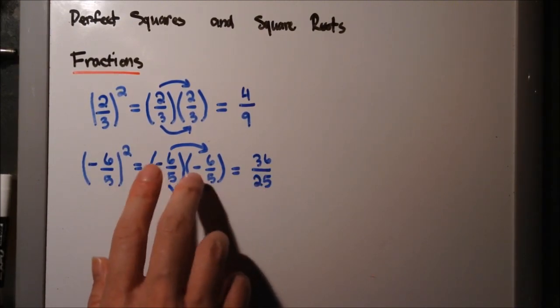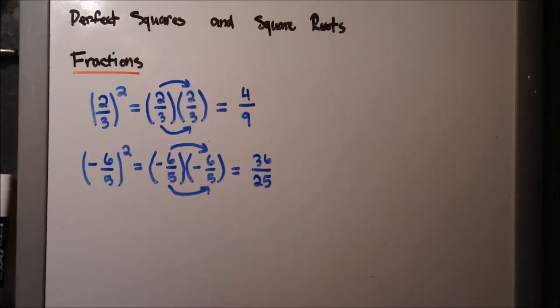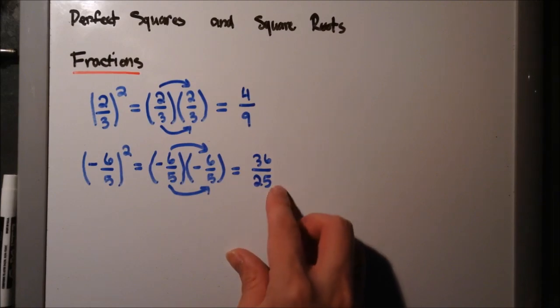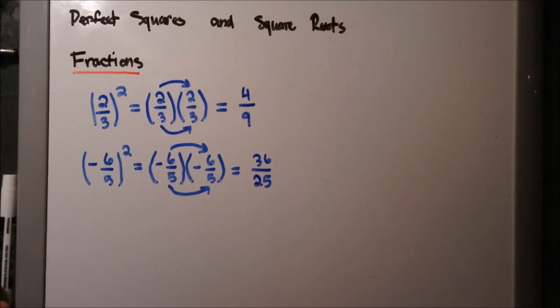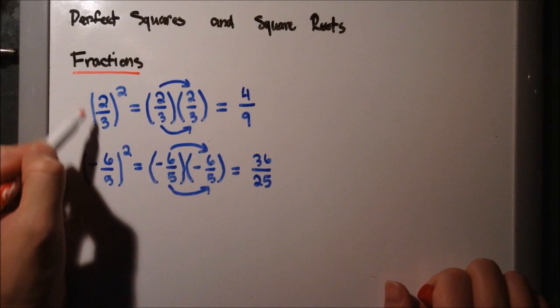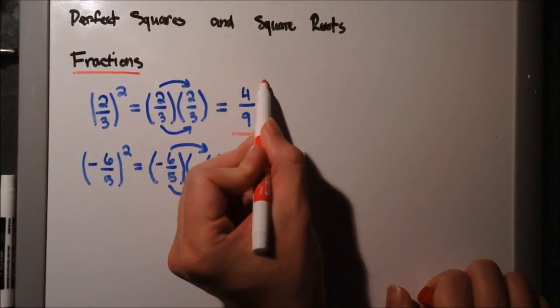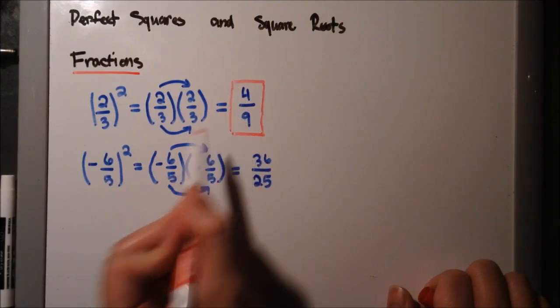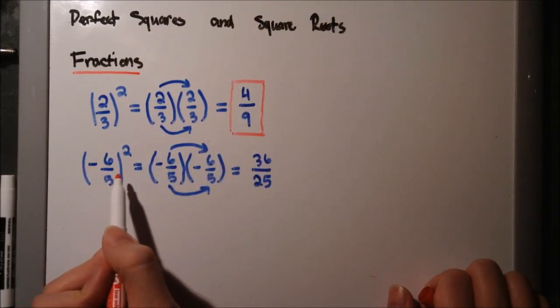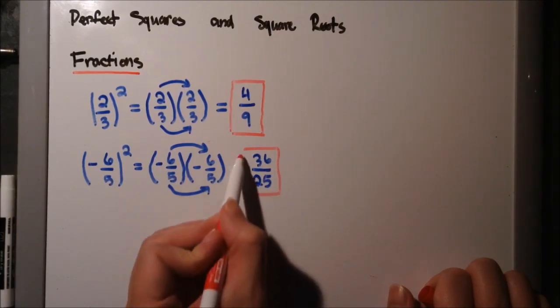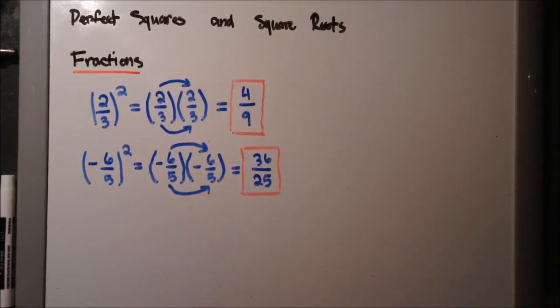And again, two negatives multiplying will come out as a positive answer. And since there's nothing in common between 36 and 25, I can't simplify that. So 2/3 squared is 4/9. -6/5 squared is the positive 36/25. Now that's the squares of fractions.